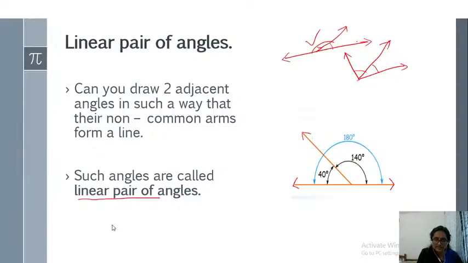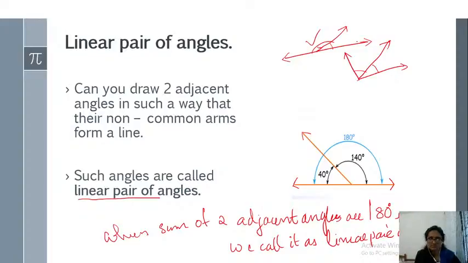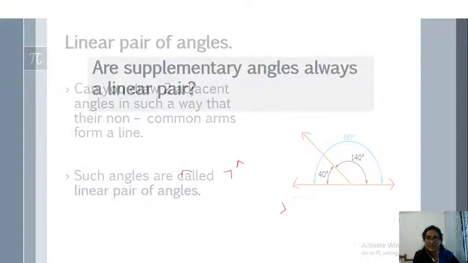We can define it again. When the sum of two adjacent angles is 180 degree, we can call it a linear pair of angles. So when the sum of two adjacent angles is 180 degree, we call it a linear pair of angles.